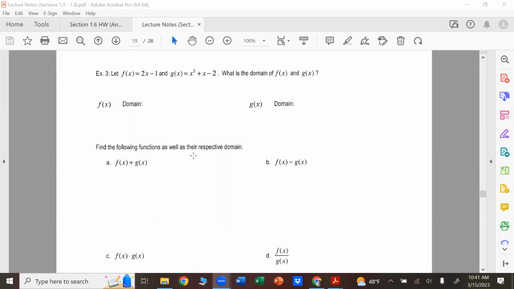So, let's talk about domain for a combination of functions. f of x is just a line, right? G of x is just a parabola, right? I can't write parabola. So anyway, domains, all real numbers here. Likewise for parabola.